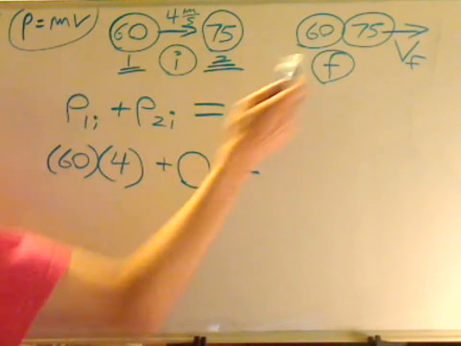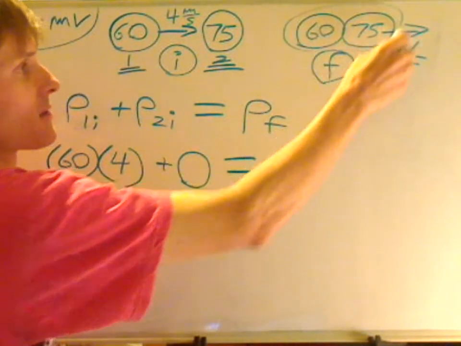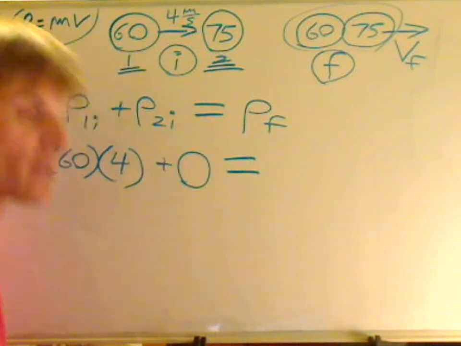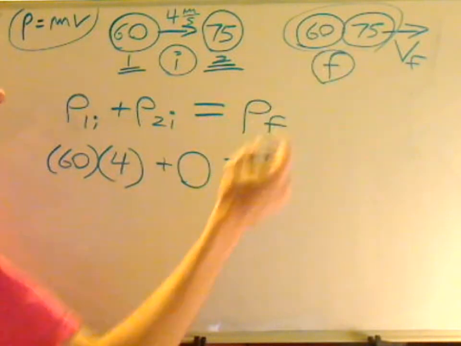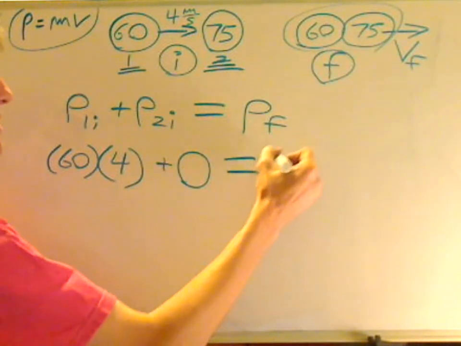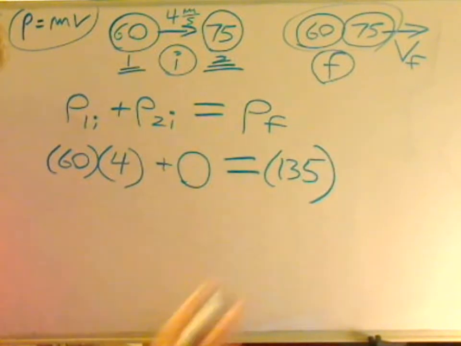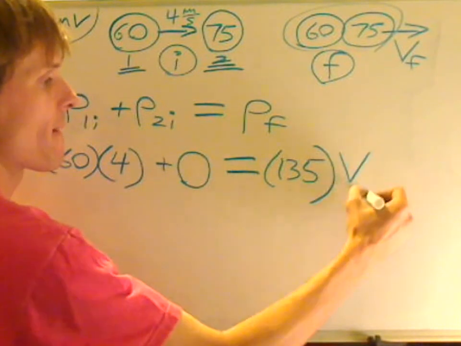Now our final momentum is a little easier to calculate. We just have now one object. That is, our two skaters are now stuck together. So the momentum of this one object is the total mass, 60 plus 75 is 135 kilograms, times the final velocity.